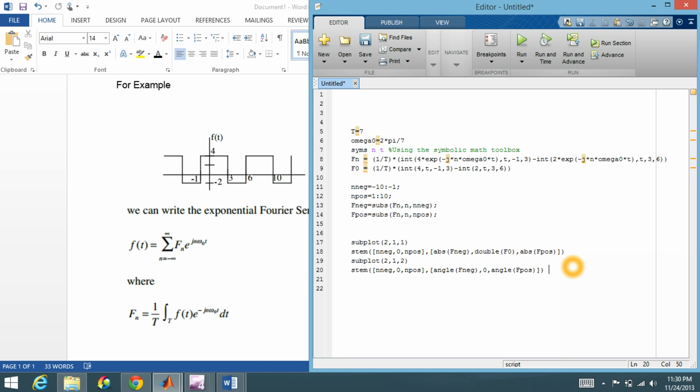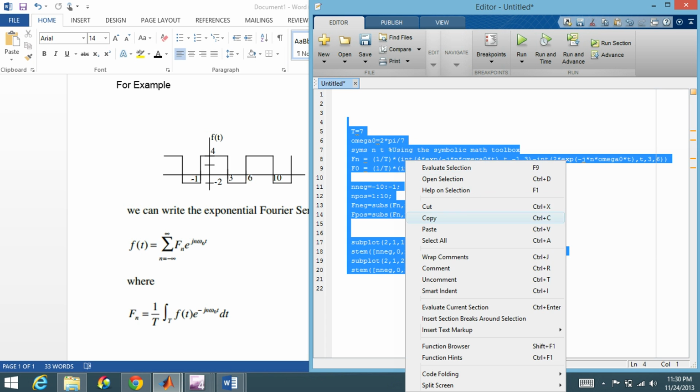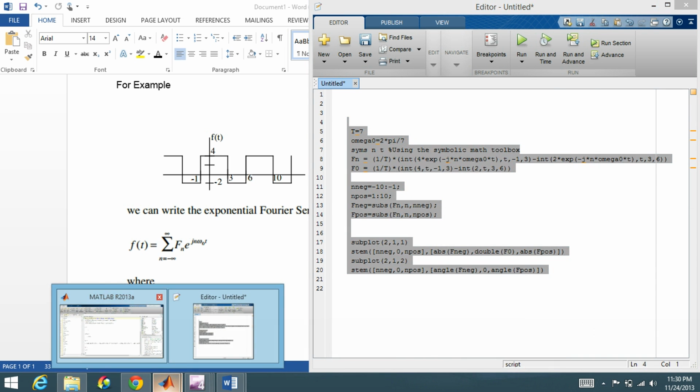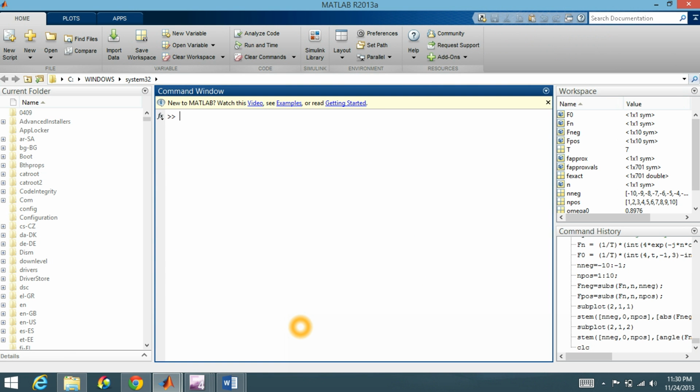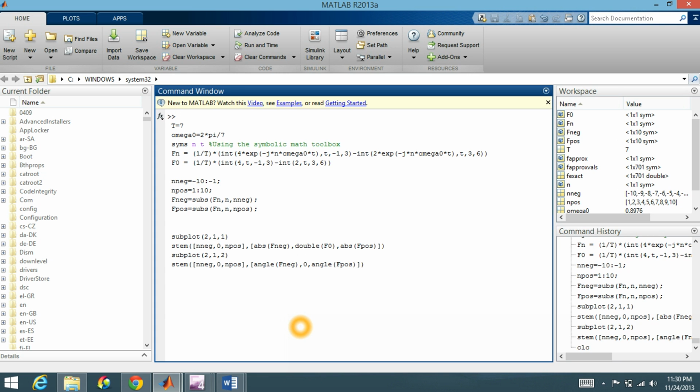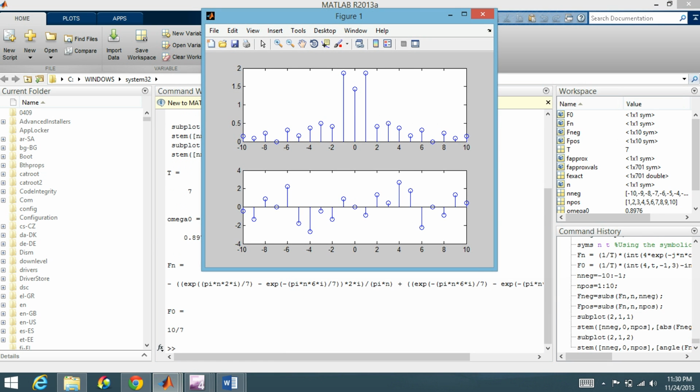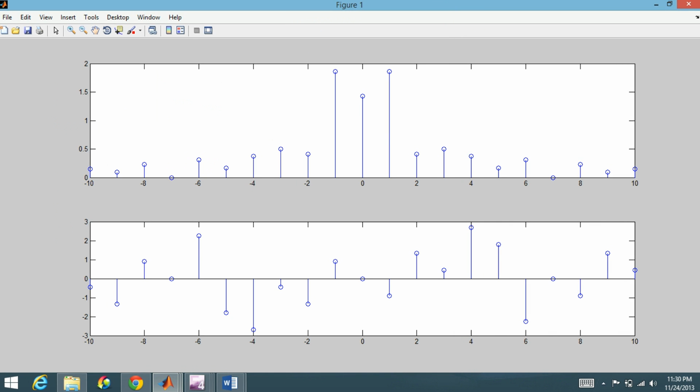As I said before, we could also plot the phase angle of f of n by using the angle command. And so basically, we can just run this code in Matlab, and we are given this subplot right here.